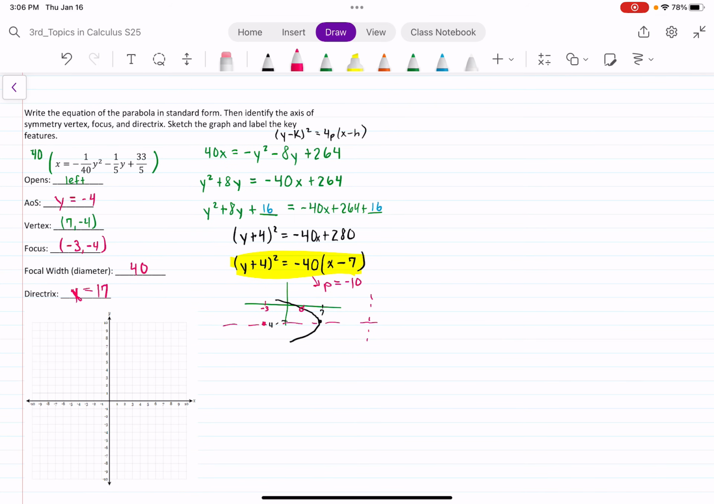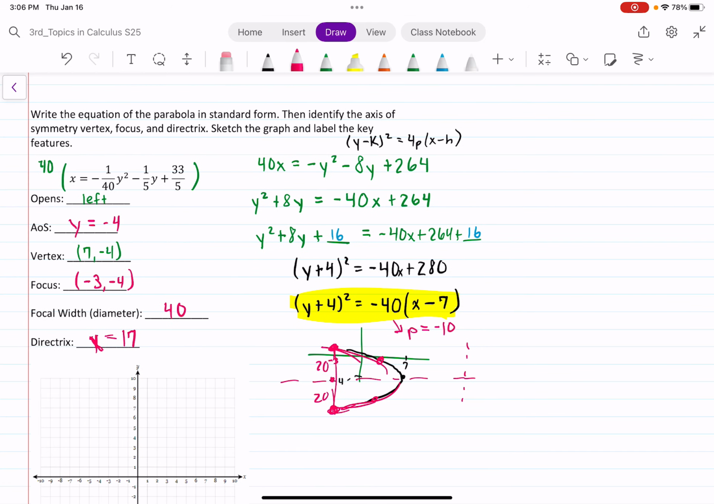And then you just want to make sure you know how to sketch it, by doing the focal width. Make sure you know where the focal width is with the diameter, you know? Since it's 40, that means it goes 20 here and 20 here, so just make sure you still know how to find those values just like we did yesterday. So that's how you find parabolas with what we did yesterday with what we're doing today for completing the square.